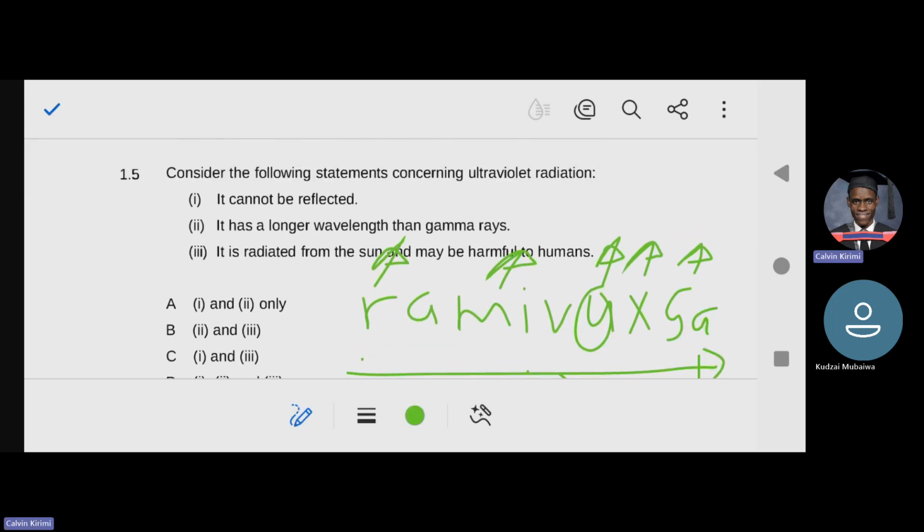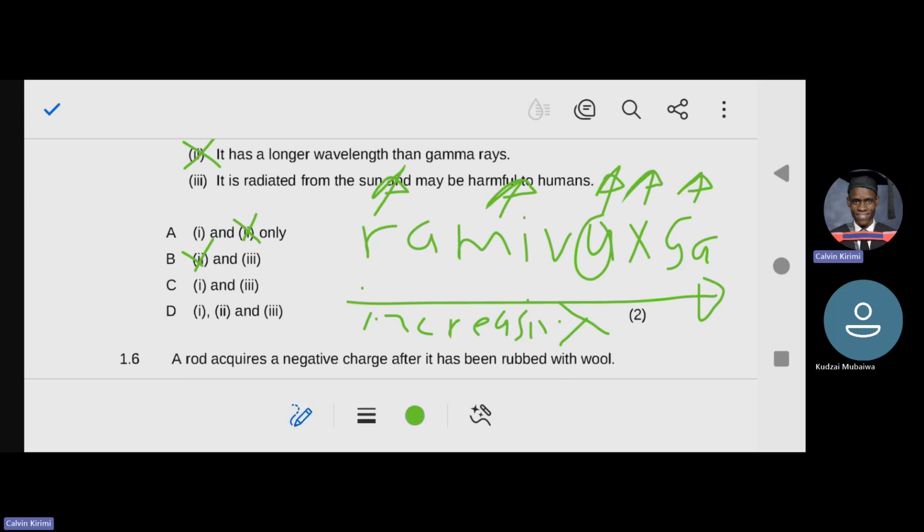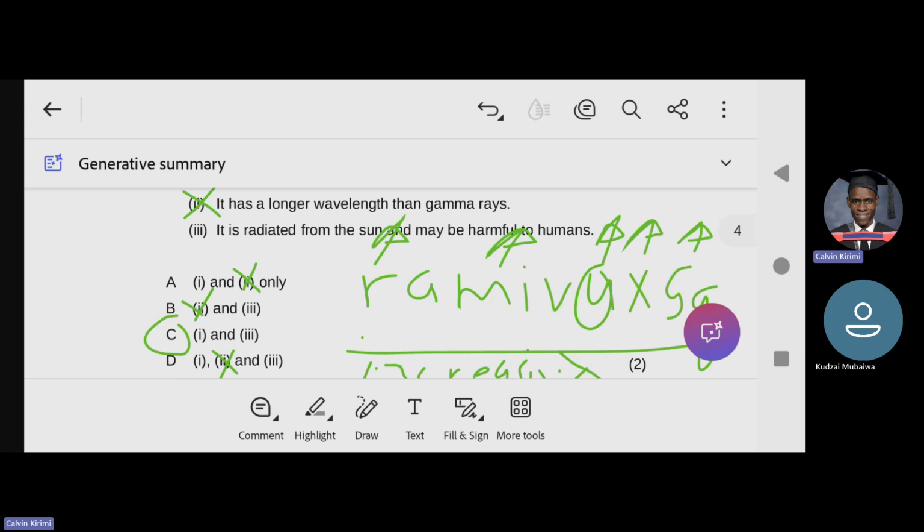Then you can eliminate, you say, this is wrong, this is wrong, this is wrong. And then you check again the other one where they are saying wrong. Automatically your answer is out without stress.